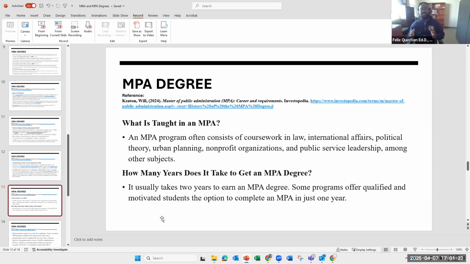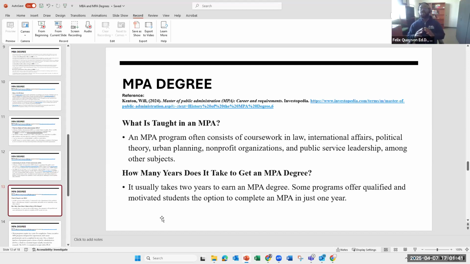Now, how many years does it take to get an MPA degree? It usually takes 2 years to earn an MPA degree, which is the Master of Public Administration, just like it takes 2 years to earn an MBA if you do it full-time. And it would take you 2 years to earn an MPA degree if you do it full-time.